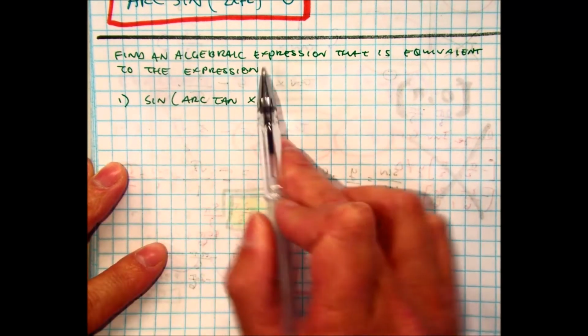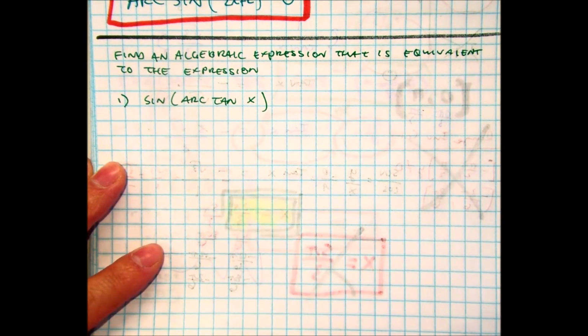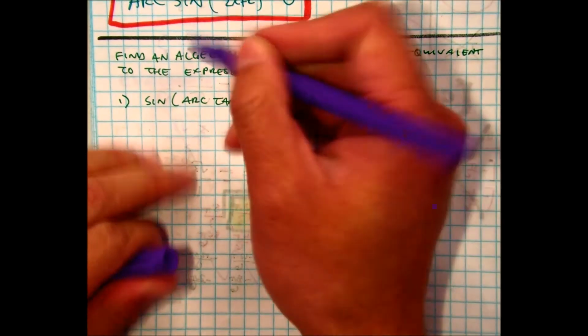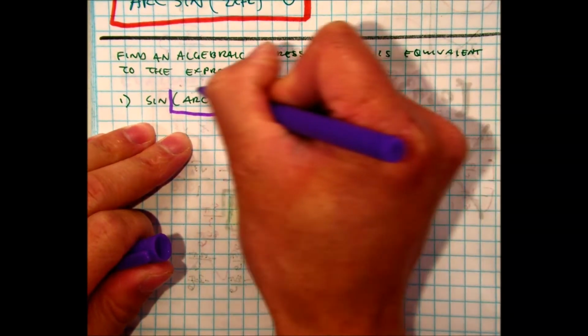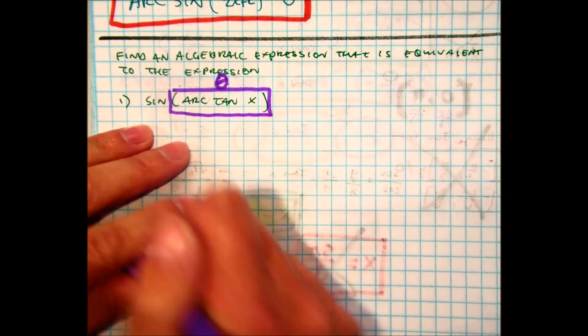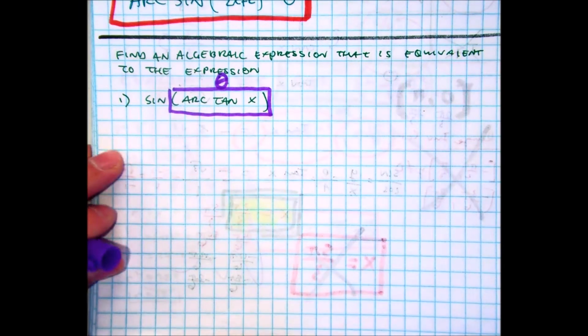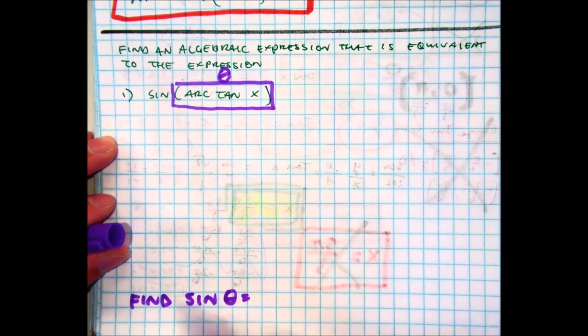So find an algebraic expression that is equivalent to the expression sine arctan x. The first thing we talked about in the previous day's lesson is that I can make this our favorite Greek letter, alpha. How about theta? So basically the end result is this. I need to find sine of theta. That's what I need to do at the very end.